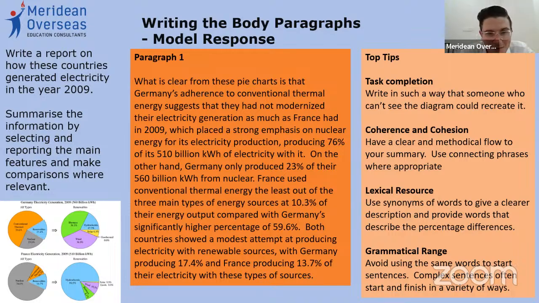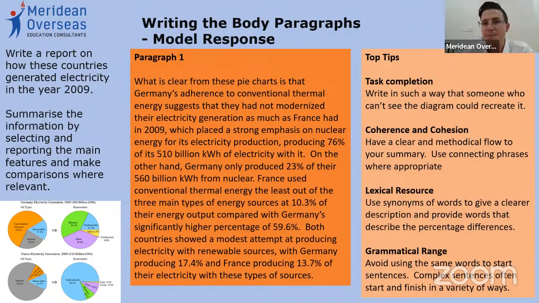On the other hand, Germany only produced 23% of their 560 billion kilowatts per hour from nuclear. France used conventional energy the least out of their 3 main types of energy sources at 10.3% of their energy output, compared with Germany's significantly higher percentage of 59.6%. Both countries showed a modest attempt at producing electricity with renewable sources, with Germany producing 17.4% and France producing 13.7% of their electricity with these types of sources.